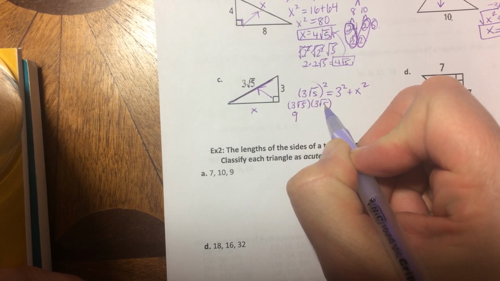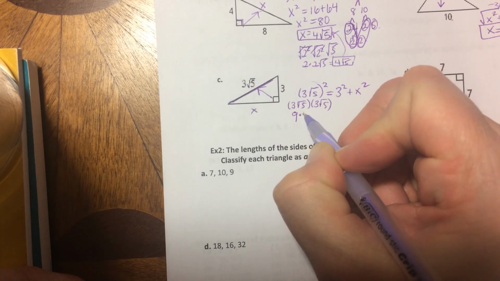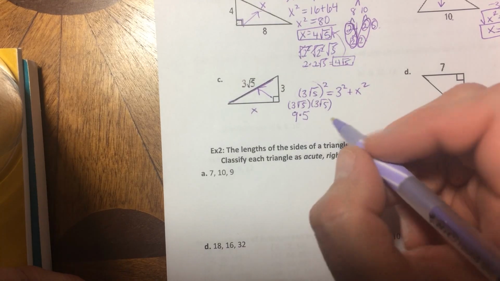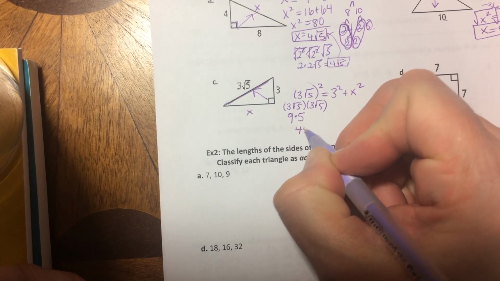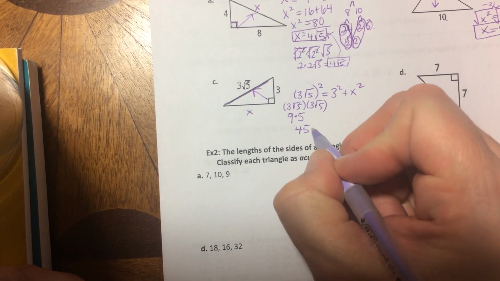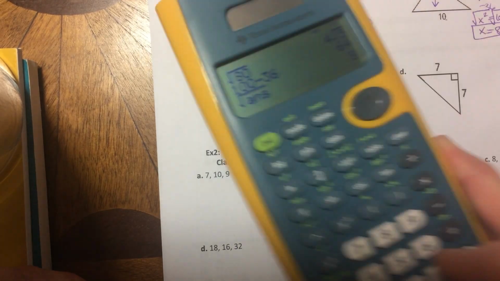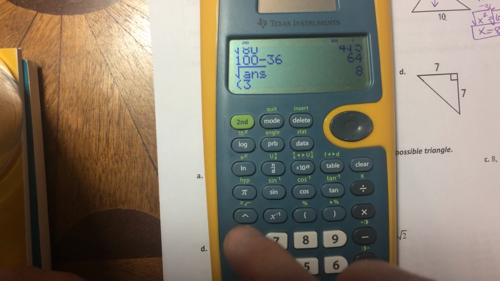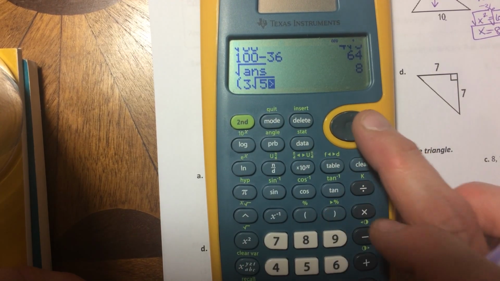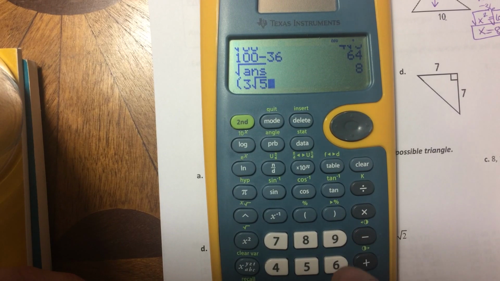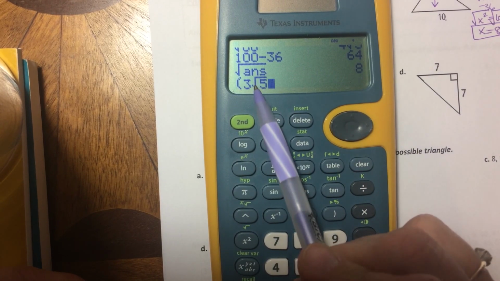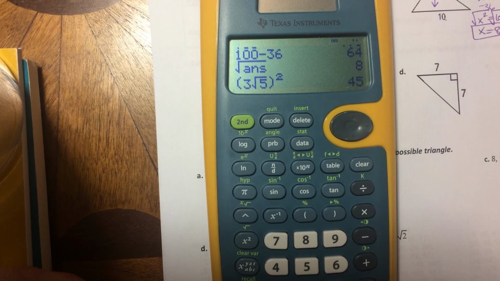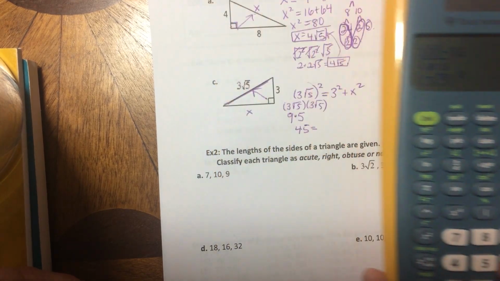So what's the square root of 25? Hopefully you're saying 5. So what's 9 times 5? 45. Okay. Now, if you wanted to use a calculator, you type it in exactly: put your parenthesis, 3 square root 5. Now notice I'm pushing over to get outside my radical sign, then parenthesis, and square. And I get 45.